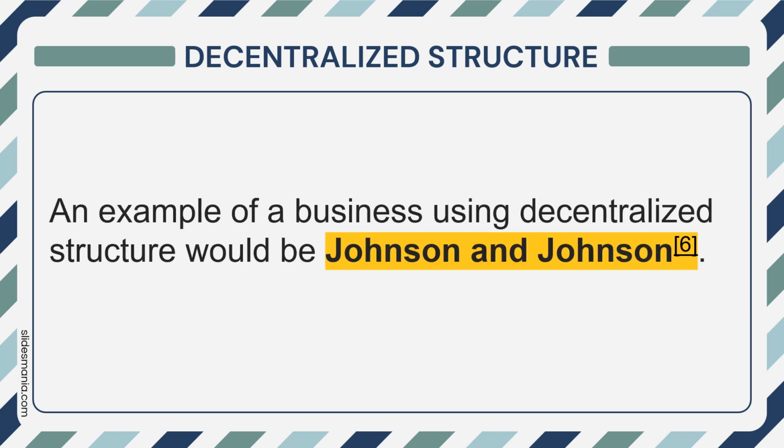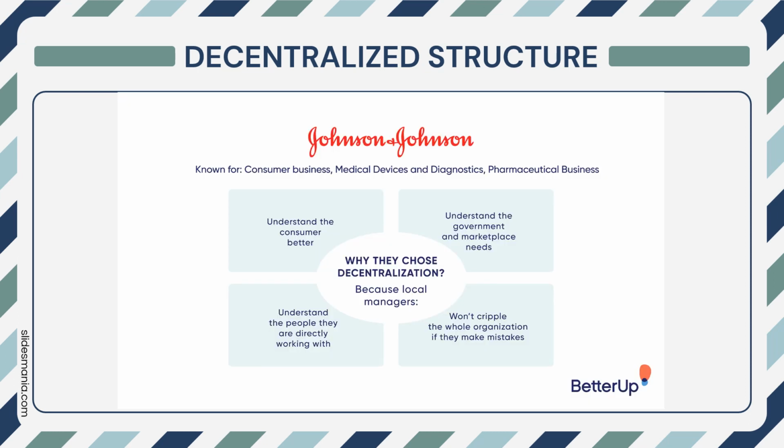An example of a business using the decentralized structure would be Johnson & Johnson. Johnson & Johnson recognizes that management in the United States would struggle to manage overseas sites because they lack the necessary knowledge about them.